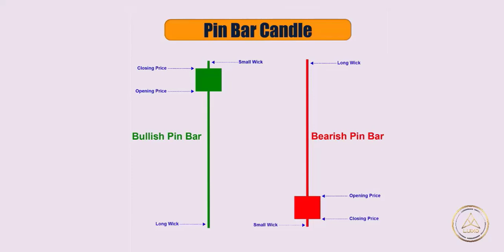Traders often look for pin bars in key areas, such as support or resistance levels, to increase the likelihood of a successful trade. It's important to consider the overall market context and use additional technical analysis tools to confirm signals before making trading decisions. Remember, no strategy guarantees success, and risk management is crucial when implementing any trading strategy. Traders should also consider using stop-loss orders to limit potential losses.